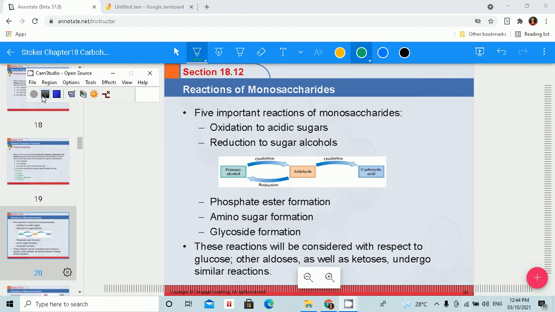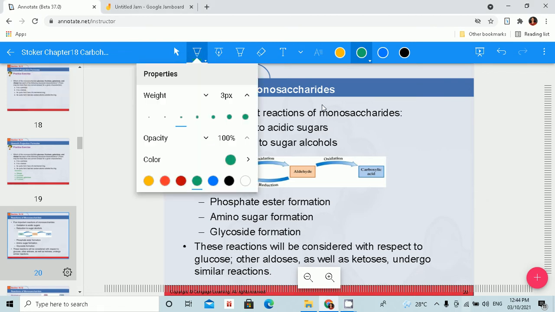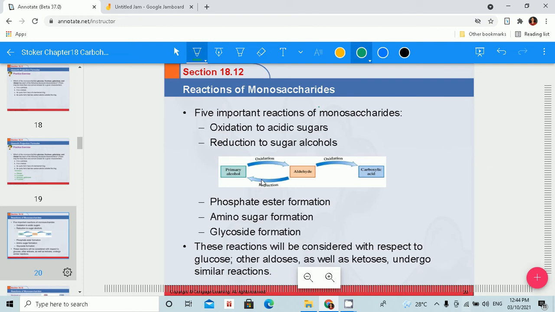We have five important reactions of monosaccharides: oxidation to acidic sugars, reduction to sugar alcohols, phosphate ester formation, amino sugar formation, and glycoside formation. These reactions will be considered with respect to glucose. Other aldoses as well as ketoses undergo similar reactions.